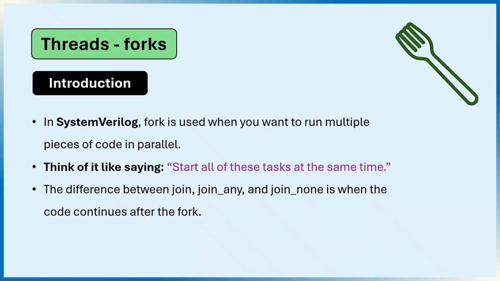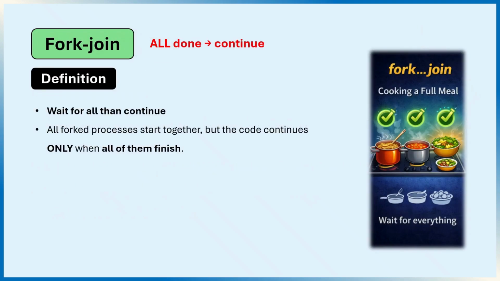In SystemVerilog, the keyword fork is used to run multiple pieces of code in parallel. Think of it as saying, start all of these tasks at the same time. The difference between fork join, fork join any, and fork join none is when the code continues after the fork. Before the code, here's the definition of fork join.